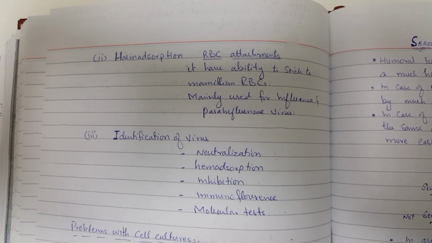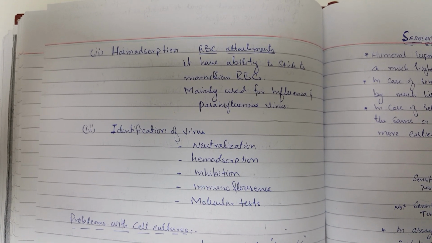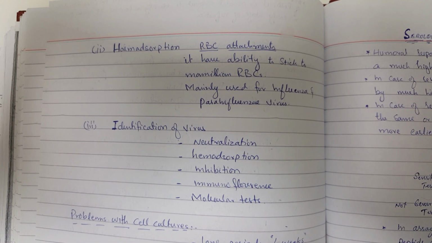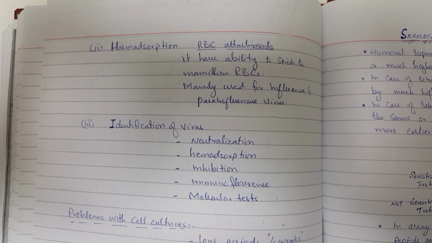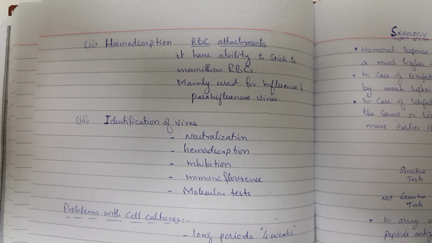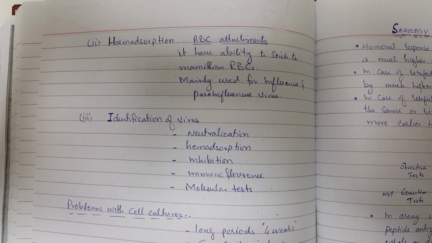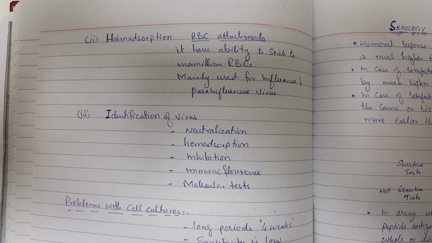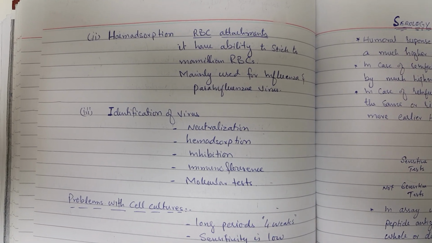In the indirect method, hemadsorption, in which the virus has the ability to stick to mammalian RBCs, is mainly used for influenza and parainfluenza viruses. Identification of a virus is done by neutralization, hemadsorption inhibition, immunofluorescence, and molecular tests.